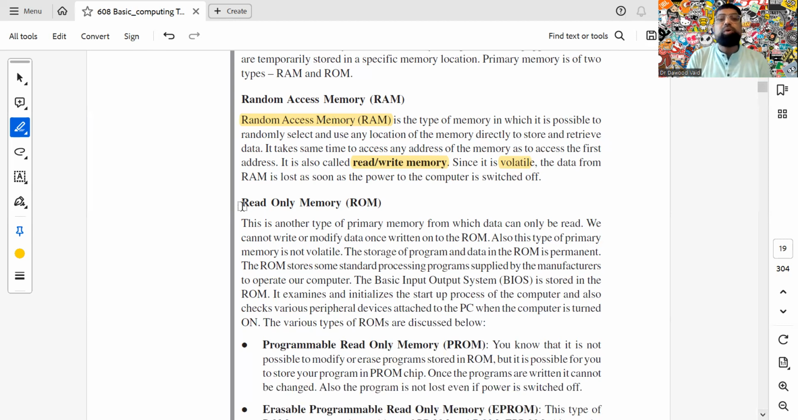ROM is read-only memory. How is it different? You cannot erase or modify the data in ROM. So simple as that. It is also non-volatile. So it stays there. For example, there's certain calculation, there's certain standard files, which is always going to be there. You cannot change it, right?